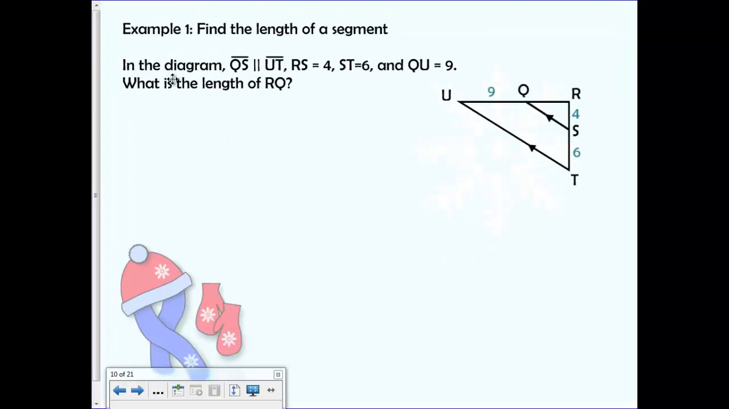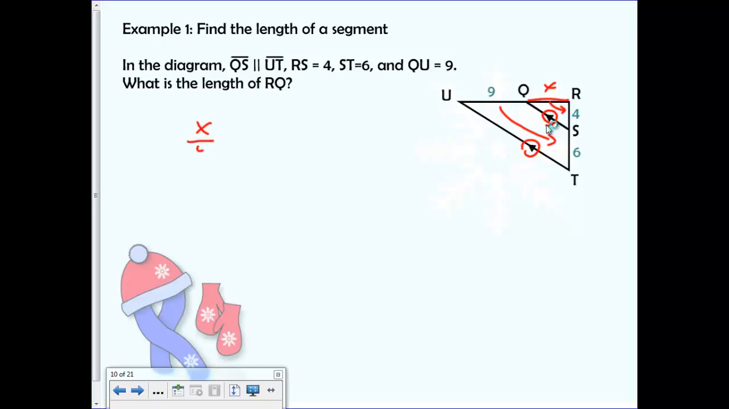Example 1, find the length of a segment in a diagram. QS is parallel to UT, and we see that by the arrows on there that those are parallel. RS is 4, ST is 6, QU is 9. What is the length of RQ? Here's RQ. I don't know what it is, so I'm going to call it X. If our lines are parallel, these segments are going to be proportional to one another.